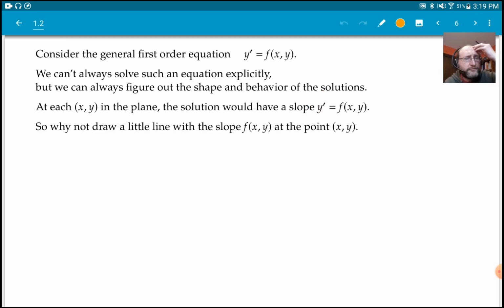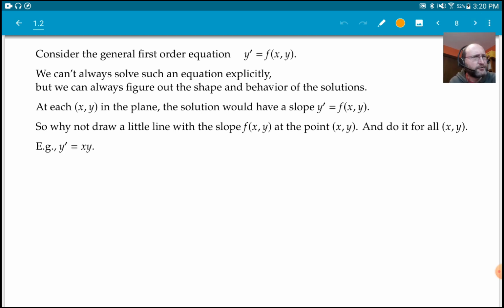So maybe what we could do is draw a short line at that point. That's something that we know. We might not know exactly what the solution looks like, but at any particular point, we just plug that point into our expression f here, and we get a slope, a number. That's the slope of the solution at that point. So we'll draw that little line, and then do it for enough points to really see what's going on.